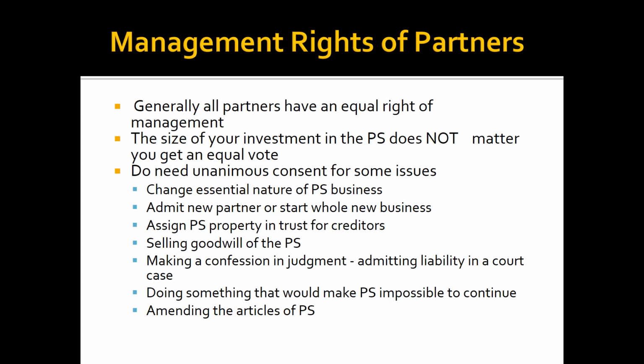Now, you could change this in your partnership agreement. You do, no matter what, need unanimous agreement for some partnership issues, like if you're going to change the essential nature of the partnership, say from a landscaping company to cleaning nuclear reactors. If you're going to admit a new partner, you've got to have unanimous agreement. If you're going to assign partnership property, like trucks and stuff that ABC Landscaping owns, to creditors in trust, you've got to have unanimous agreement. If you're going to sell the goodwill of the partnership, which almost always means selling the partnership name. If you're going to make a confession of judgment, where you say, yes, the partnership has liability, they all got to agree. If you're going to do something that would make the partnership impossible to continue, or if you're going to amend the articles of partnership, all of those better be unanimous.